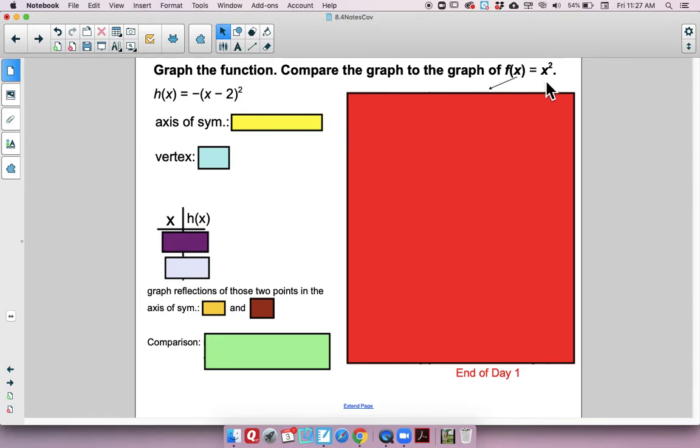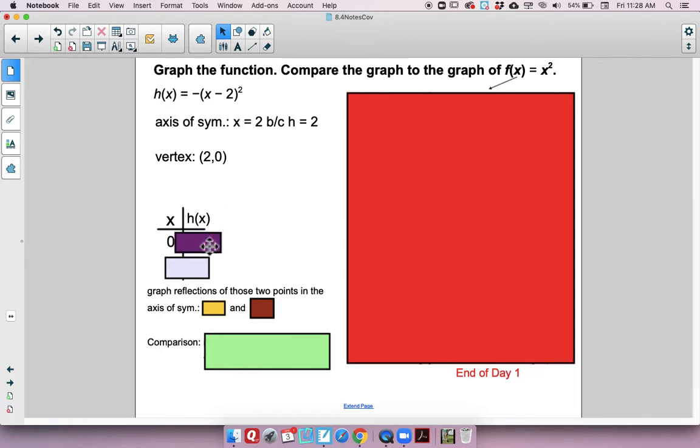So we're comparing a parent function, and h of x is equal to -(x minus 2) squared. In this case, a is negative. That tells us something. What's h in this case? Remember, it's x minus h. So in this case, h is equal to, good, 2. So our axis of symmetry, a vertical line, goes through 2. That's x equals 2 because h is equal to 2. What's our vertex? Good, 2, 0. Awesome.